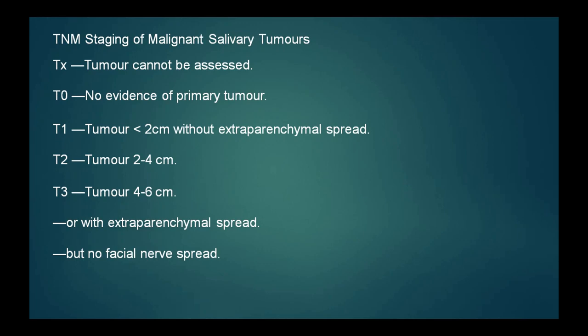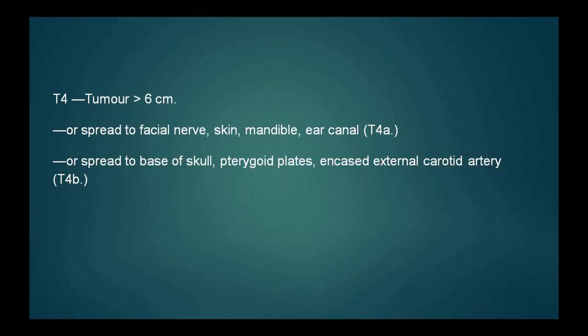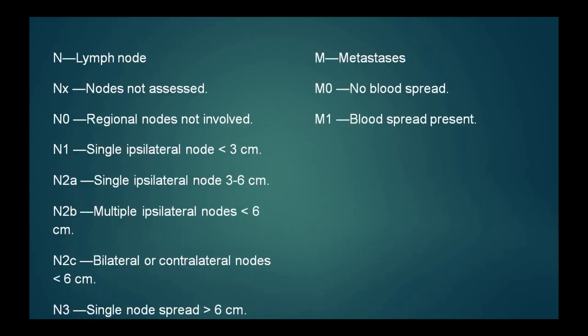T3 is tumor 4 to 6 cm in size or with extraparenchymal spread, but there is no facial nerve involvement in T3 lesions. T4 lesions are tumor size more than 6 cm or spread to facial nerve, skin, mandible or ear canal, that is known as T4a, or spread to base of the skull, pterygoid plates or encasement of the external carotid artery, that is T4b lesions.